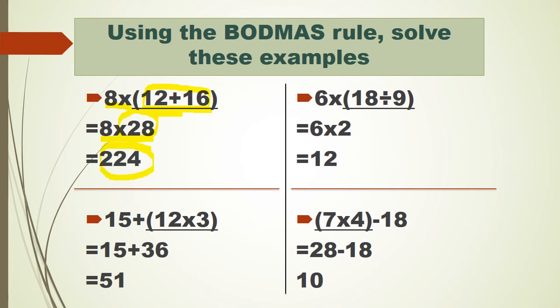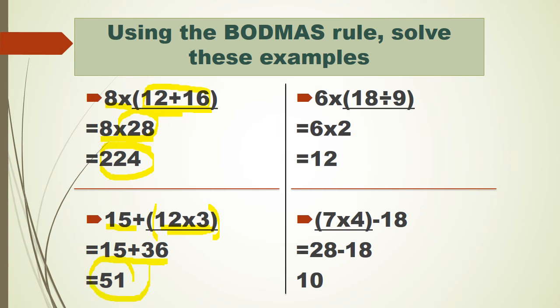In the second example, we have 15 plus, then in the round bracket, 12 multiplied by 3. So according to the BODMAS rule, first solve the bracket. In the bracket, 12 is multiplied by 3, so the answer we will get is 36. After that, add 15 plus 36, so we will get 51 as the answer.